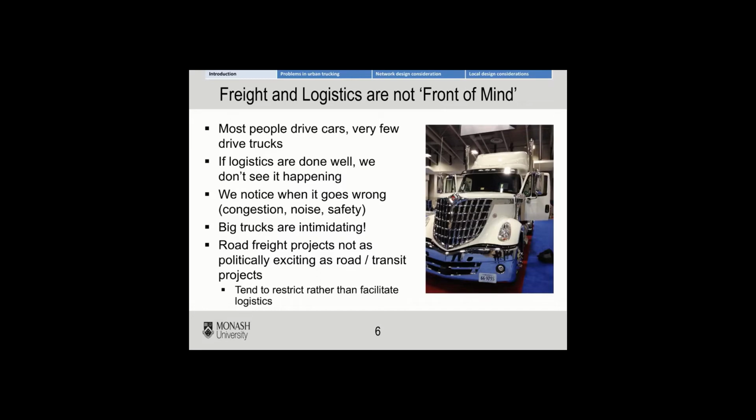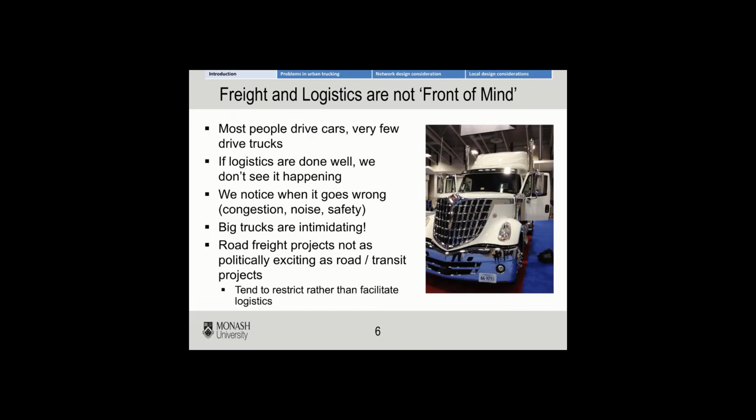Very few of us actually drive trucks, and probably most students enrolled in this unit, both at Clayton and Malaysia campus, have never driven a truck. Of course, if logistics is done well, we don't see it happening. However, when it does go wrong, whether it be through congestion, safety, accidents, or noise, people do talk about it, and it does make the news. For a lot of motorists too, big trucks are inevitably intimidating given both their size and the noise they make.